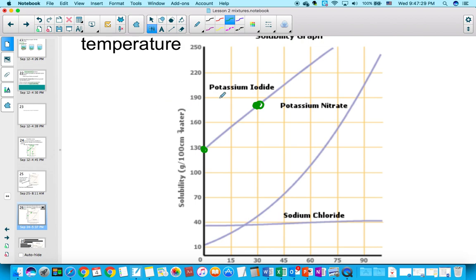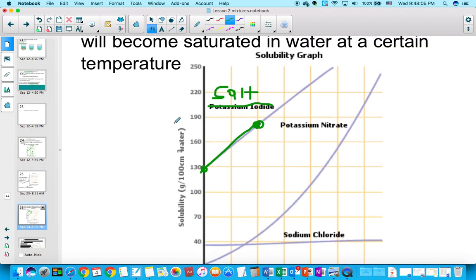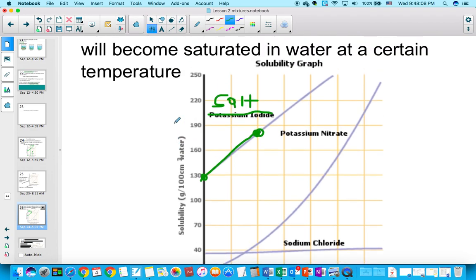So instead of saying potassium iodide, let's say salt. So you could only add 130 grams in 100 centimeters of water at 0 degrees, for example. But at 30 degrees, the water can take more salt. The saturation point went up. And so it went up to about 180 grams per 100 centiliters probably, of water. So your saturation point can increase as your temperature increases.